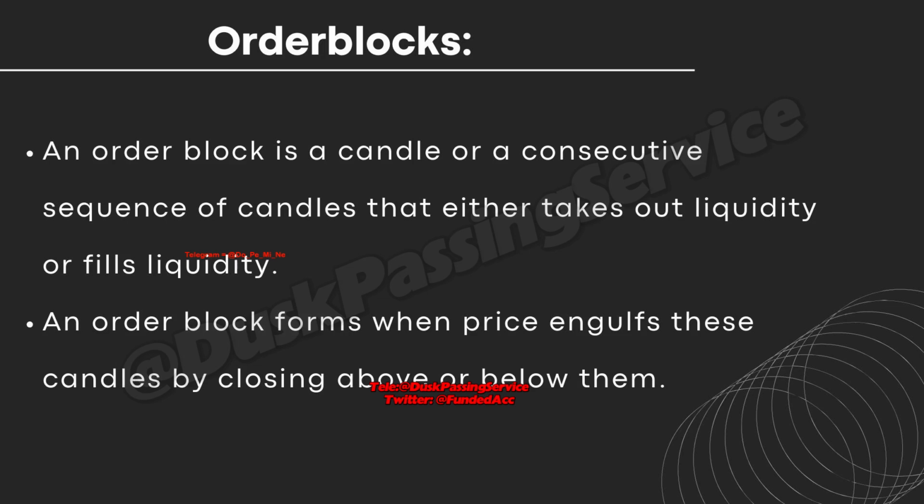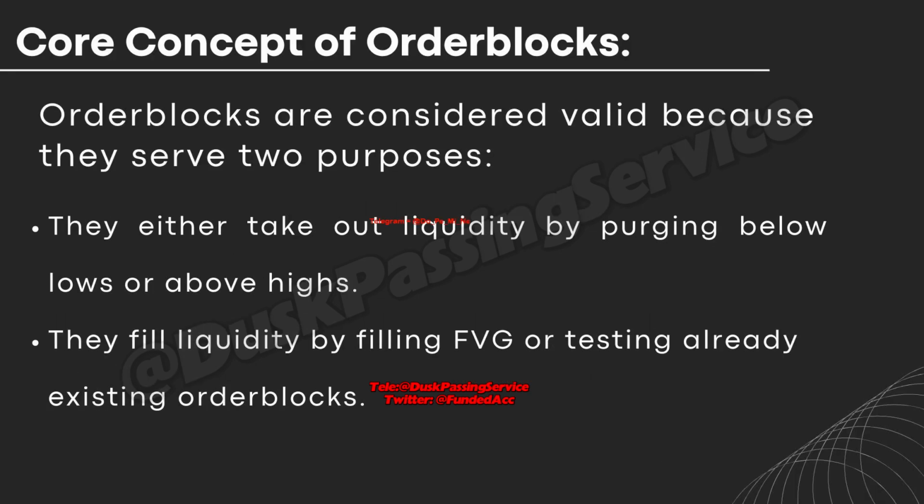Now, when such candles get engulfed and price closes above or below them, an order block forms. Meaning that candle or that sequence of multiple candles turns into an order block when price closes below or above it. This is exactly how you can identify and define an order block in the most refined and objective manner. If you just stick to this definition, you're going to change your whole perspective on order blocks, and you would start looking at them with a refined and objective perspective based on proper logic. Now let's move on to the next slide and discuss the core concept of order blocks.